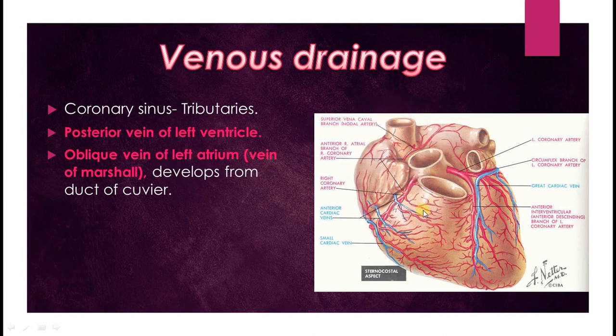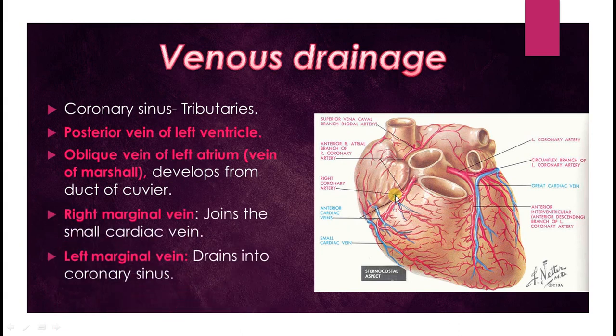So here you are able to see the small cardiac vein and the left marginal vein. This is the great cardiac vein. These are all the anterior cardiac veins which directly open into the right atrium. So the right marginal vein, as I told you, joins the small cardiac vein, and the left marginal vein drains into the coronary sinus.